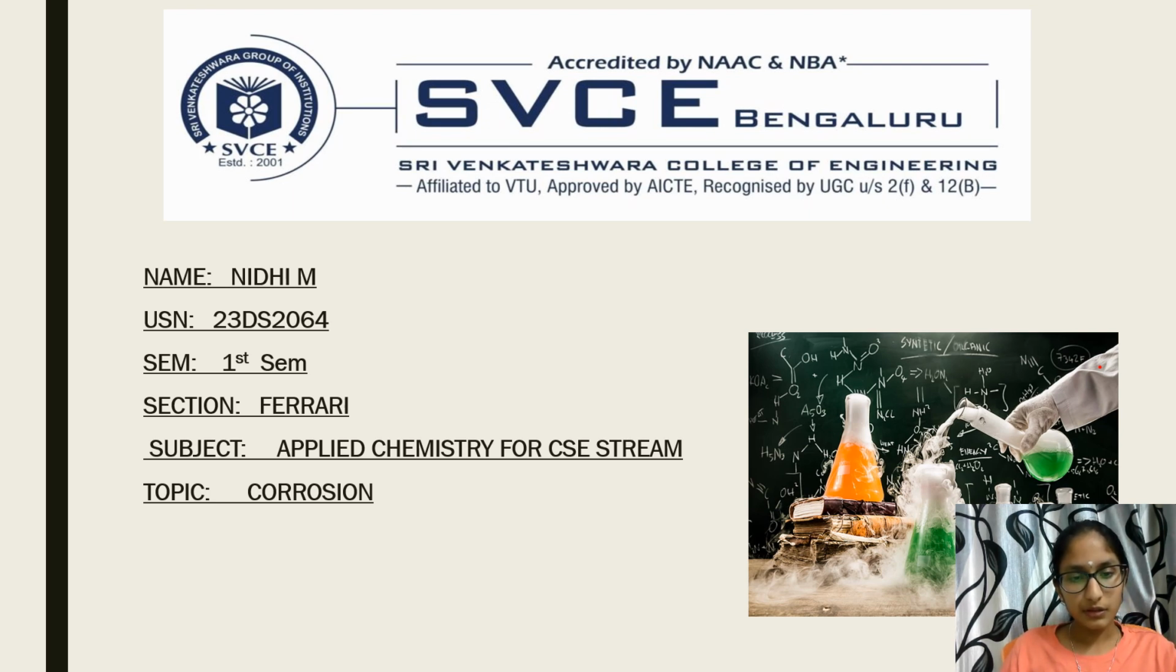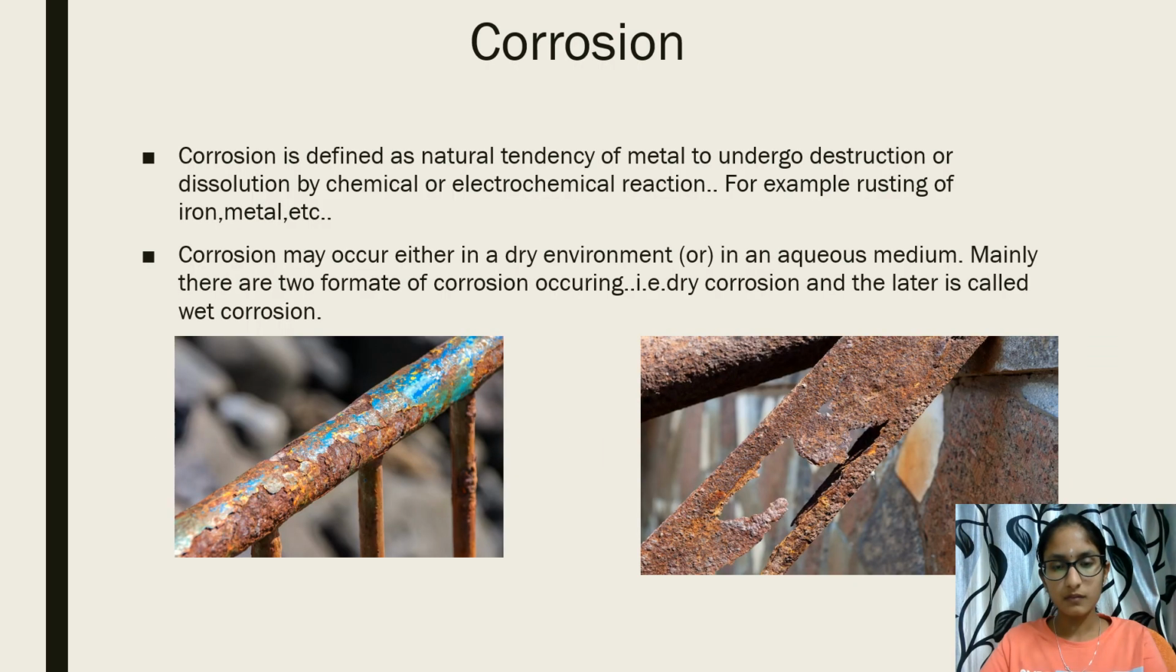Subject is Applied Chemistry for the CSE stream. Topic goes with the corrosion, types of corrosion, and a theory. Corrosion is mainly defined as the natural tendency of a metal to undergo the destruction or dissolution by chemical or electrochemical reactions. For example, rusting of iron, metal, etc., as you can see in the below pictures. Corrosion may occur either in the dry or an aqueous medium. Mainly, there are two forms of corrosion occurring, that is, dry corrosion and wet corrosion.